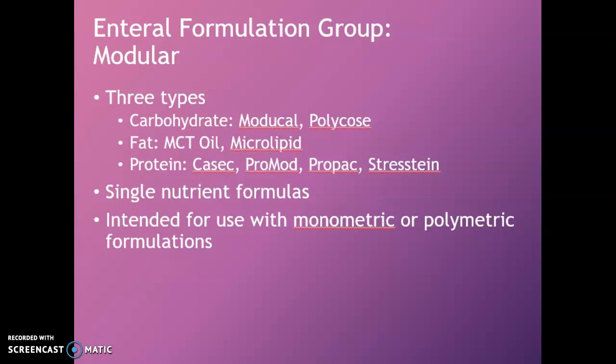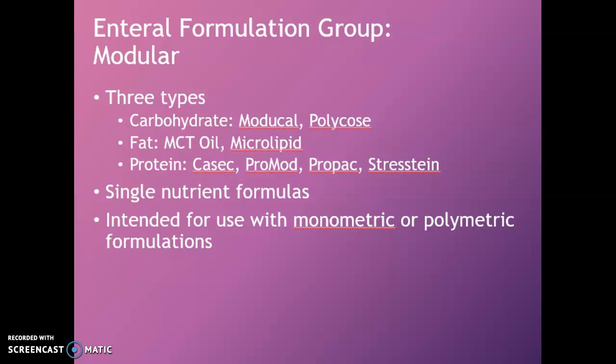Our modular formulas in the enteral formulation group are broken into three basic types. Carbohydrate, you may hear Moducal or Polycose. Fat, MCT oil or Microlipid. And protein, Casec or Promod. Promod's probably the most popular. Propac or Stresstein. There are some vitamin and mineral formulations as well, Nutrisource vitamins or Nutrisource minerals.